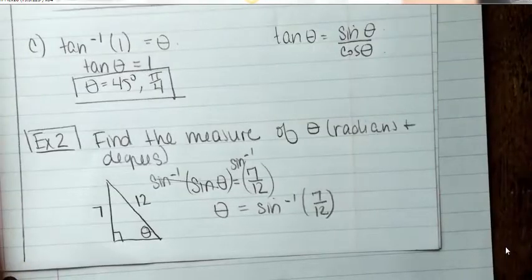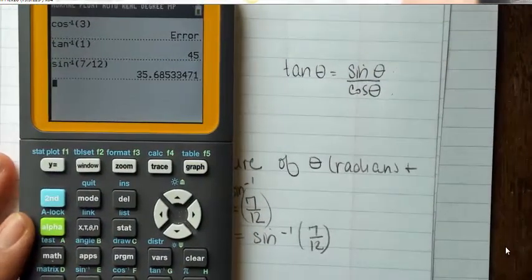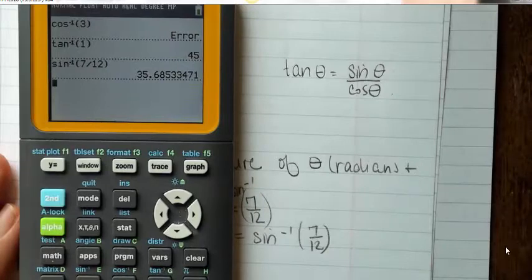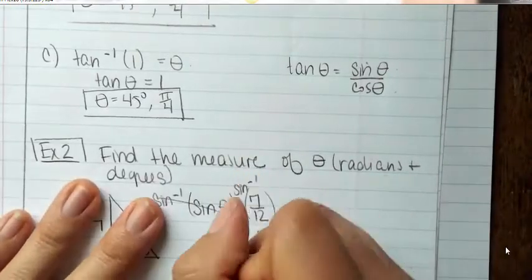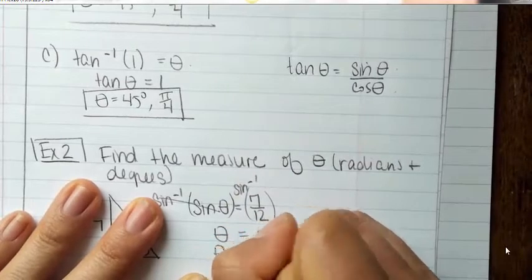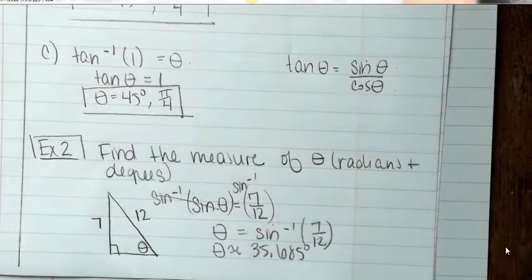So if I do sine inverse of 7/12, I'm going to get 35.685 degrees. So theta is approximately 35.685 degrees. That's in degrees. And then I can do this two ways to get it into radians. I can change the mode on my calculator, put it into radians, and then recalculate it.